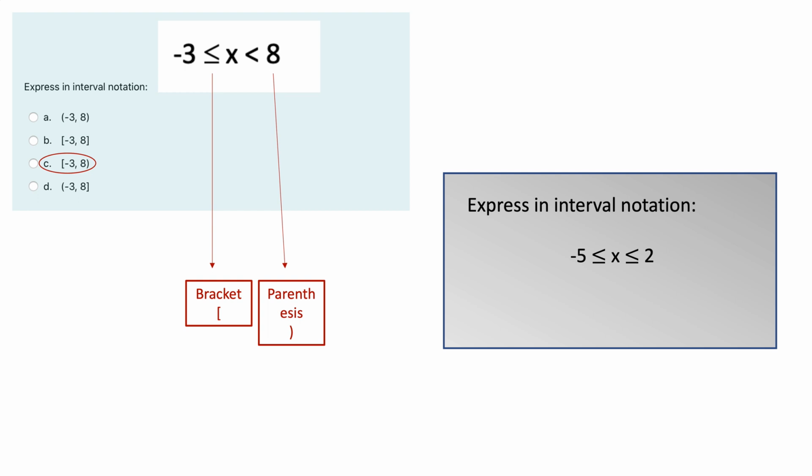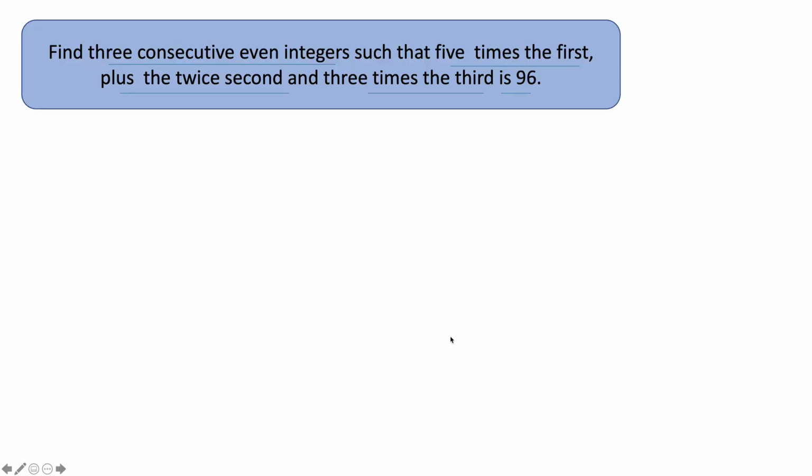Okay, so in this case, they both have the little lines underneath for or equal to, so they should both have brackets, -5 and 2. Okay? Next one to check up on. Find 3 consecutive even integers such that 5 times the first plus twice the second and 3 times the third is 96. Realize I underlined all the important parts. So, we'll do stop and start. You solve it. We'll go over it.